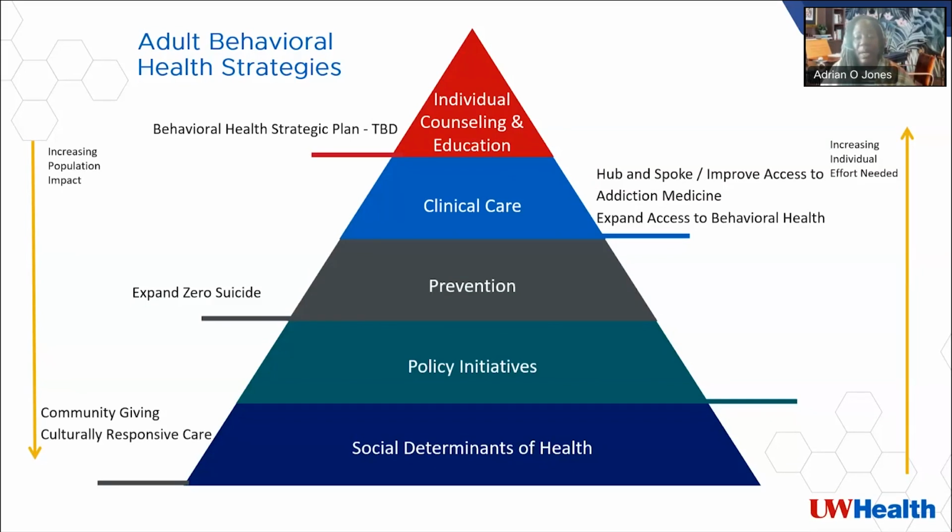We have our hub and spoke model, and that's improving access to addiction medicine. So reducing the turnaround time for being able to schedule an appointment, expanding access to behavioral health. This is around our integrated behavioral health. So integrating behavioral health in all of our adult primary care clinics. We have Expand Zero Suicide, and then providing culturally responsive care.